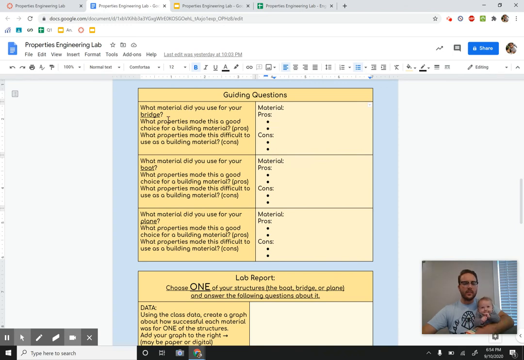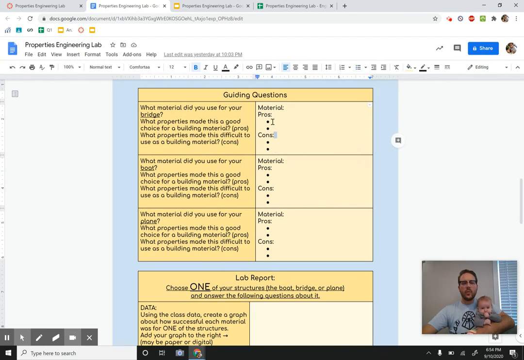So for my bridge, I made that out of a paper towel. So right here, I would write the material I used, paper towel. And then I say, what made that good? Maybe I could easily fold it into the shape that I wanted, and it could hold the pennies in a nice cushiony fabric. And for the cons, maybe I'd say, well, it fell apart really easily, and it tears really easily.